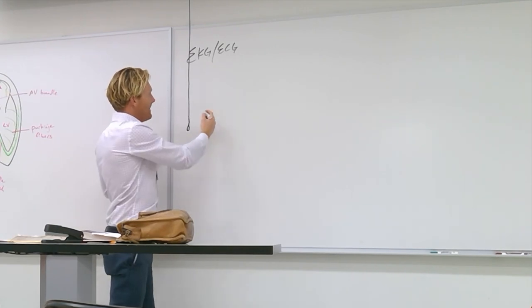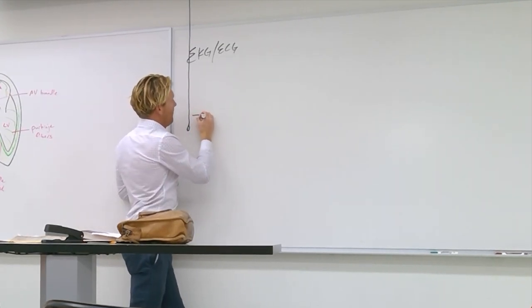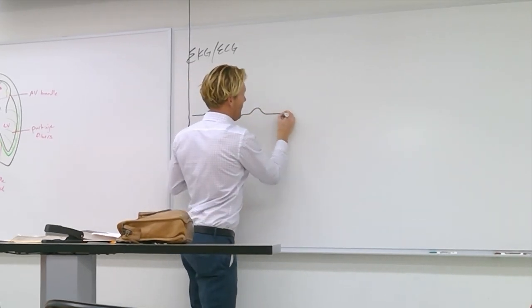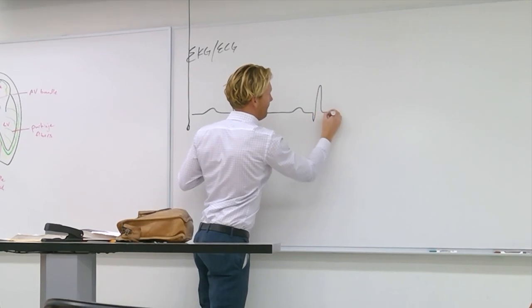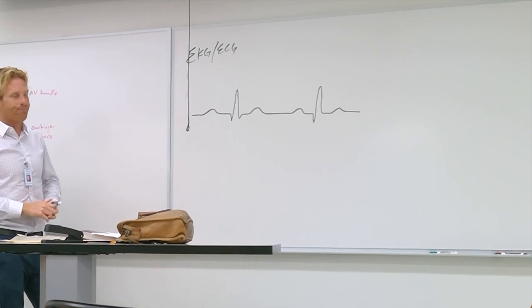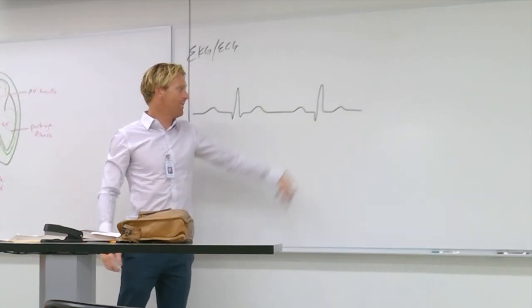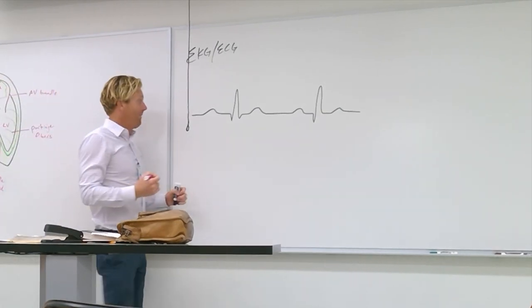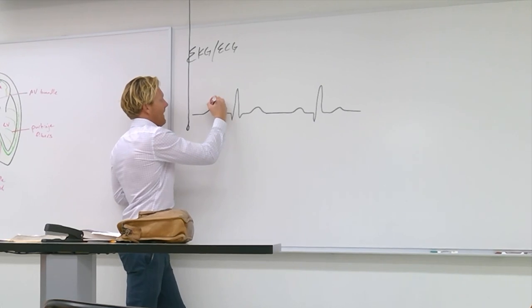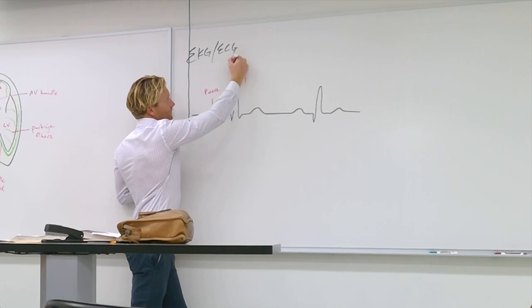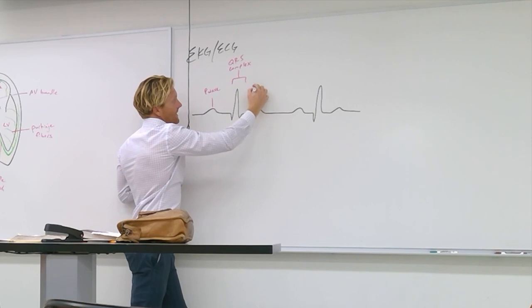And an EKG is going to look something like this. You'll have one heartbeat, and then you'll have another heartbeat. So that's two heartbeats measured by an EKG. This is heartbeat number one, heartbeat number two. Each one of these little blips on the curve has a name. This is called the P wave. This region right here is the QRS complex. And this is the T wave.